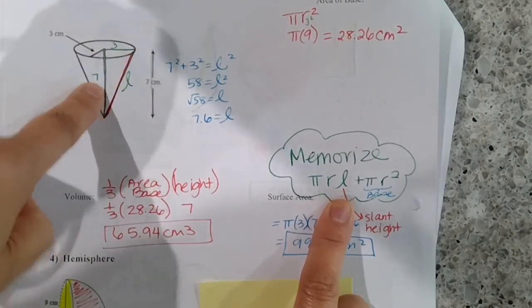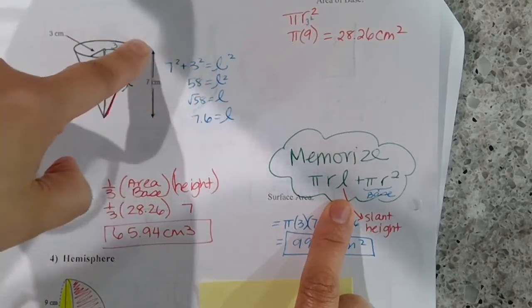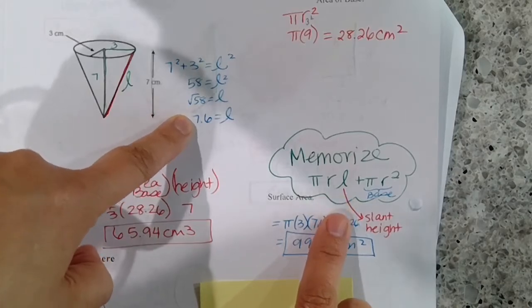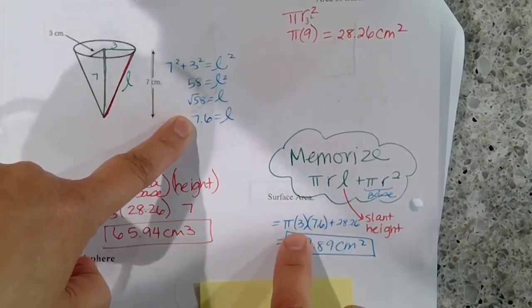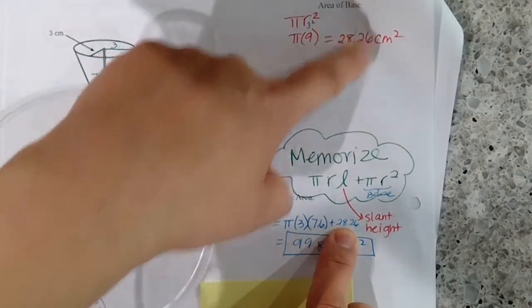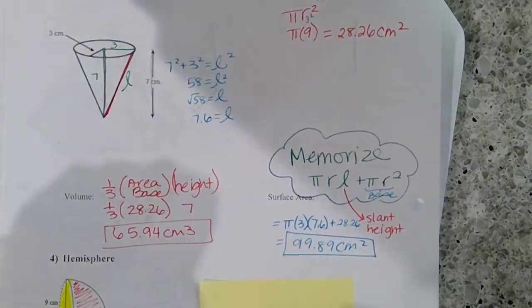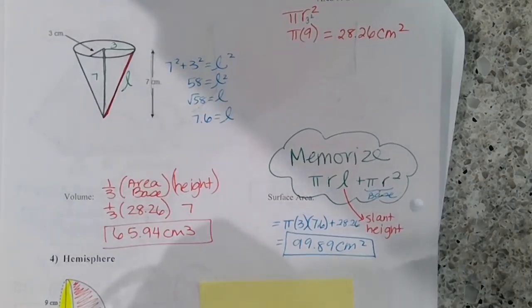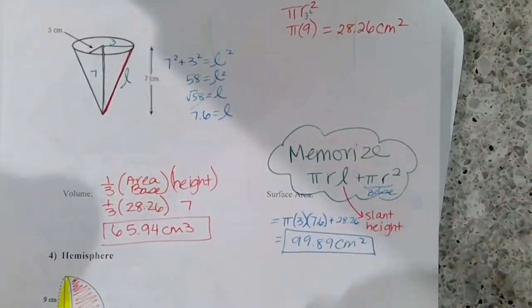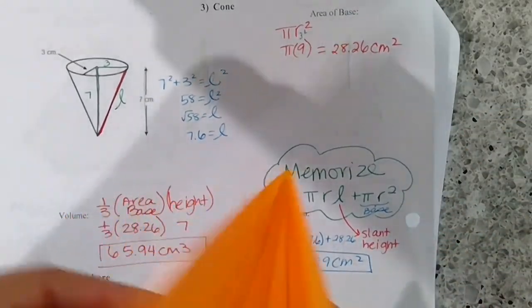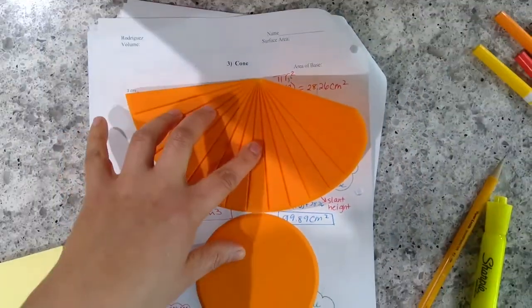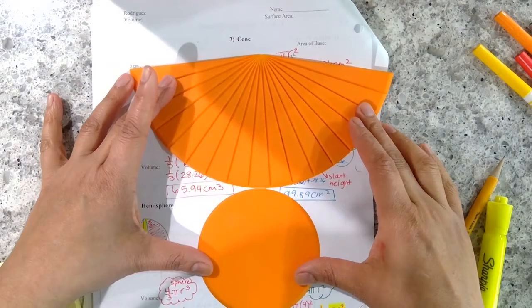So we know that the height was 7, and the radius 3, Pythagorean theorem, find the slant height. Square root of 58, you can leave it as square root of 58 or 7.6 in your equation, and then plug it all in. So pi times 3 times 7.6 plus the area of your base, and whatever you have, 99.89 centimeters squared. Again, you have to use a formula for this one. There's no other way to think about it because the surface area for a cone is a little bit weird. Okay.